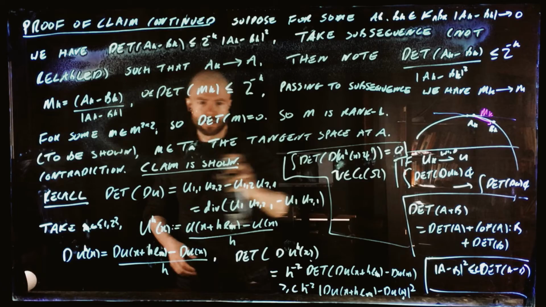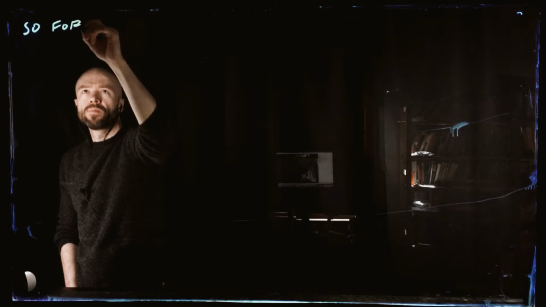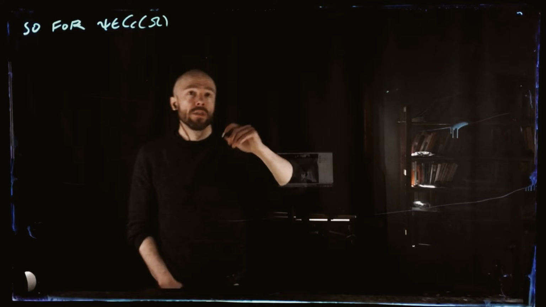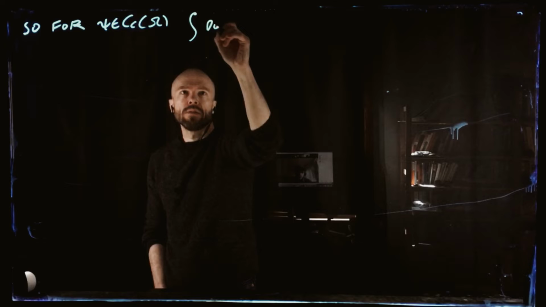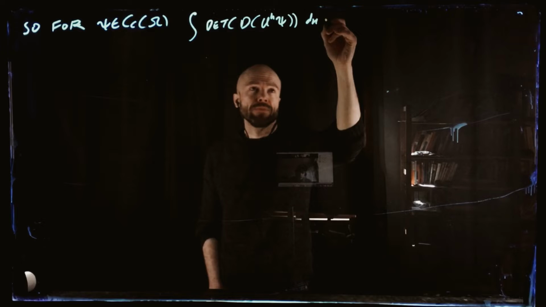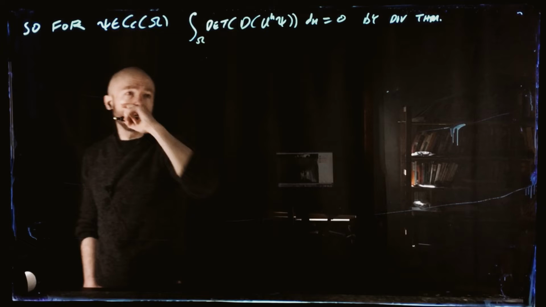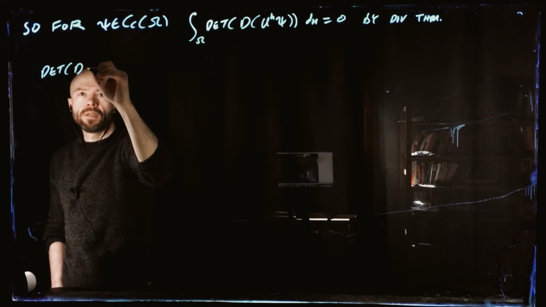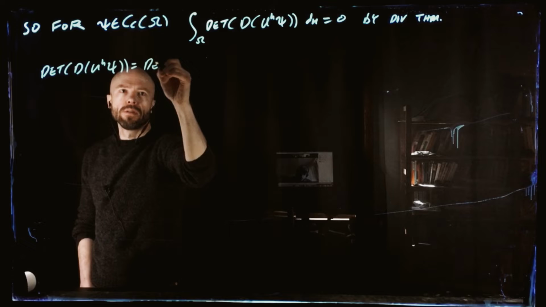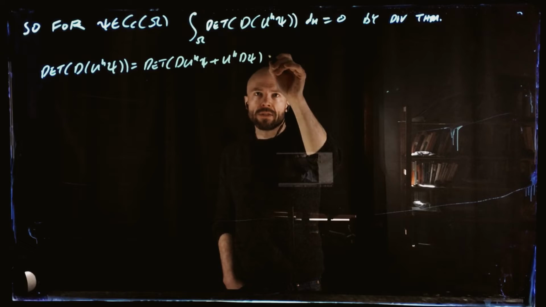All right, I want to at least put the basic inequality. So for phi, which is compactly supported in omega, the integral of the determinant of the gradient of u_h times phi dx equals 0 by the divergence theorem. And so the determinant of D of (u_h phi) is the determinant of (D u_h) phi plus u_h D phi, like this. And then we use this determinant formula that I stated before.